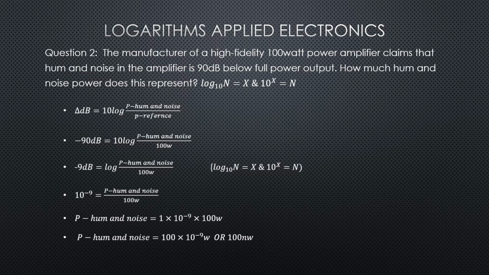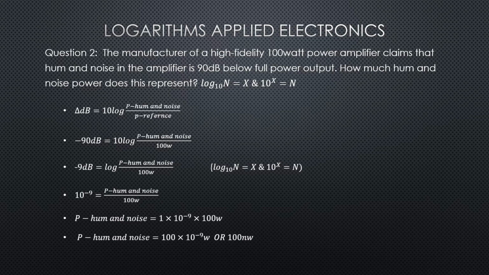Again, we know that our dBs in terms of power is equal to 10 log. Normally we do power out over power in, but it's really our power out in reference to our power in, so the denominator is the reference. So our noise and hum is what we want to know, in terms of power. And our power reference is going to be the 100 watts at the output. So we want to know what the hum is compared to the output.